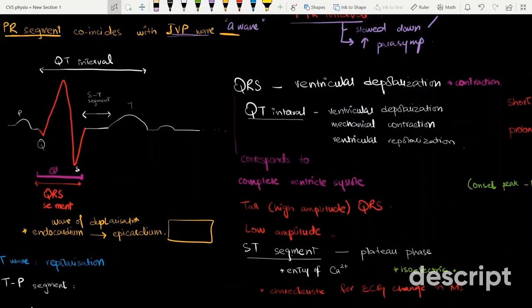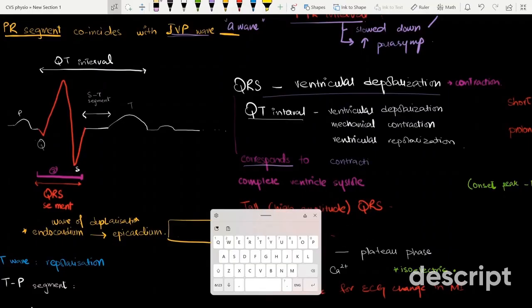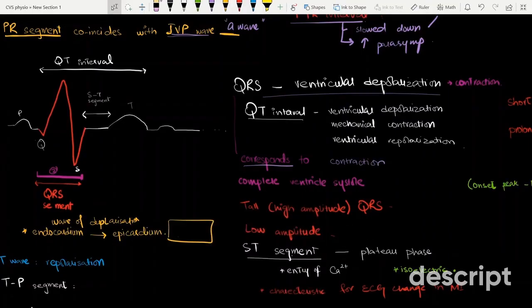So, QRS represents ventricular depolarization, which will then be followed by contraction. So, the QRS wave, there's an MCQ, it will correspond to ventricular contraction. Please note that it does not mean ventricular contraction, it will correspond to ventricular contraction. QRS wave itself means ventricular depolarization.